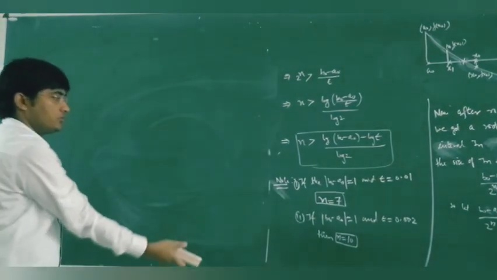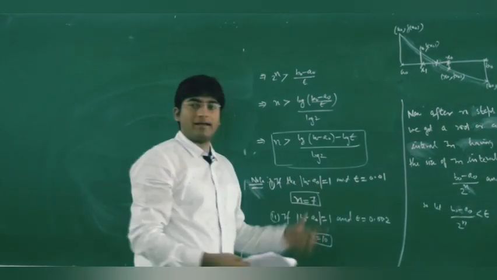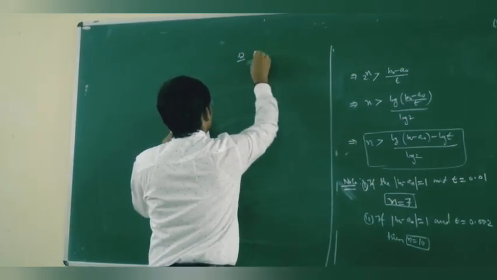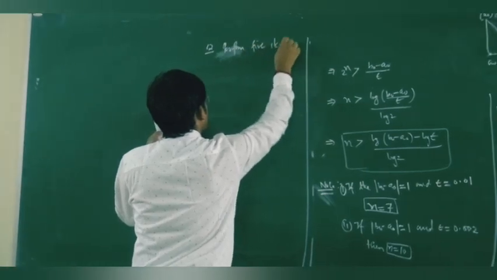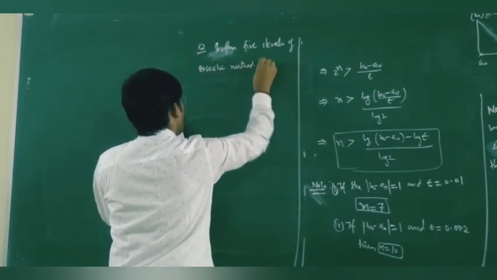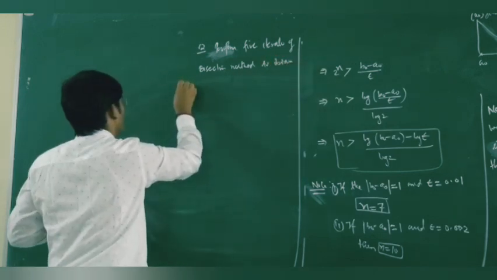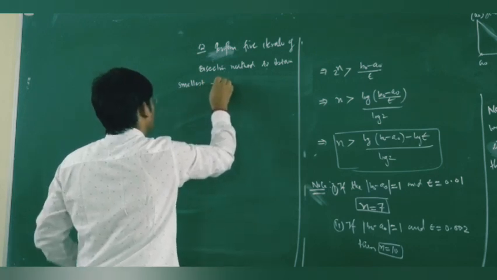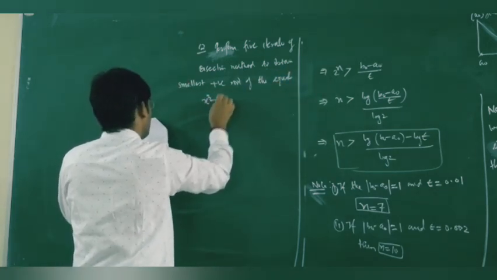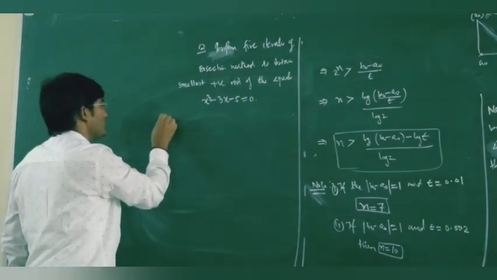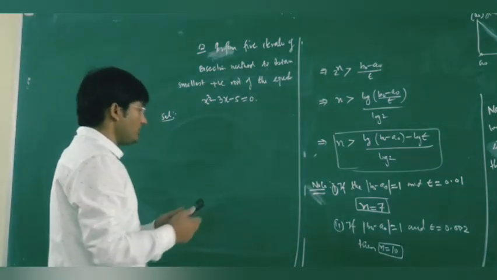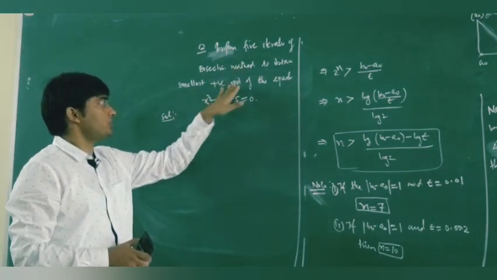So let us find a root with the help of this bisection method. Perform 5 iterations of the bisection method to obtain the smallest positive root of the equation x cube minus 3x minus 5 equal to 0. So solution: here we have to perform 5 iterations of the bisection method to obtain the smallest positive root of this equation.